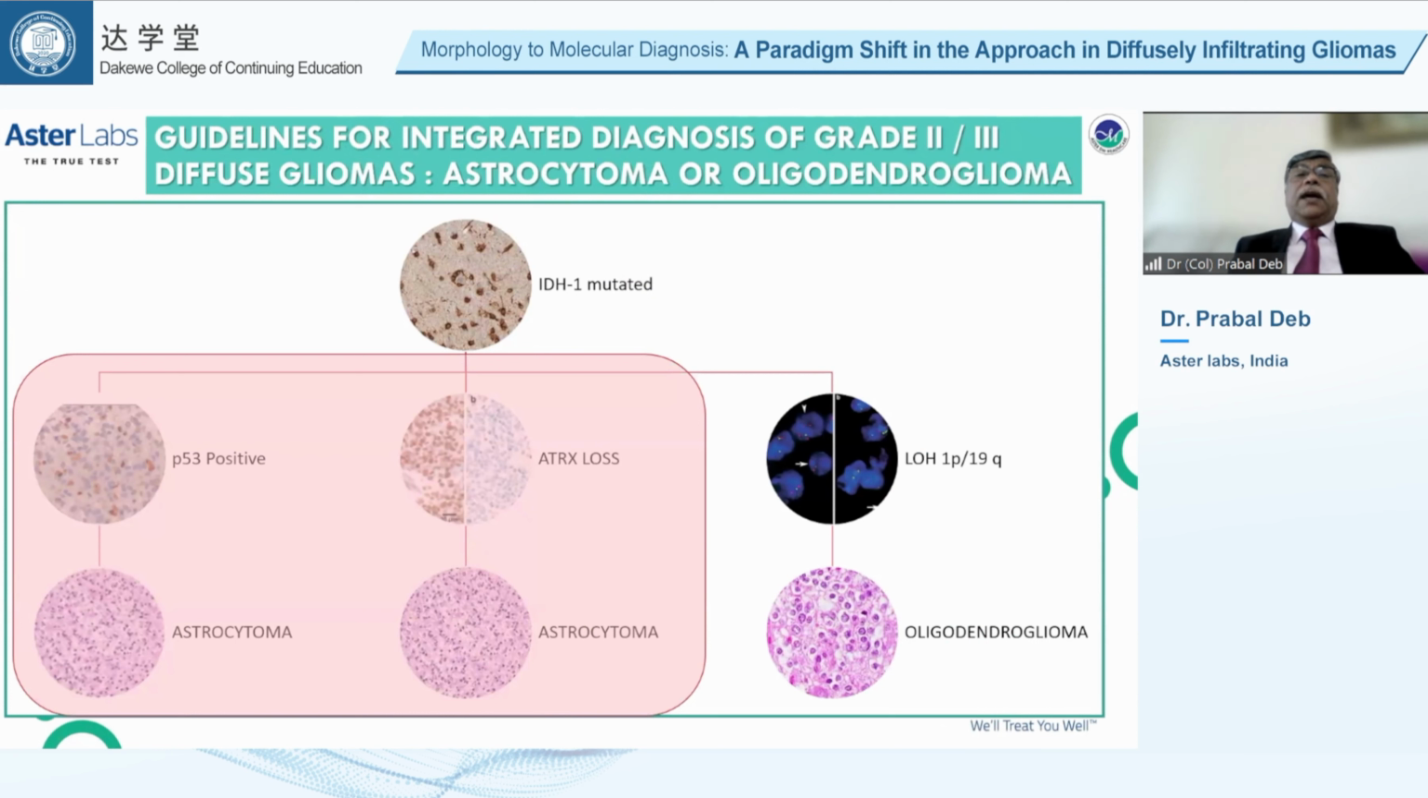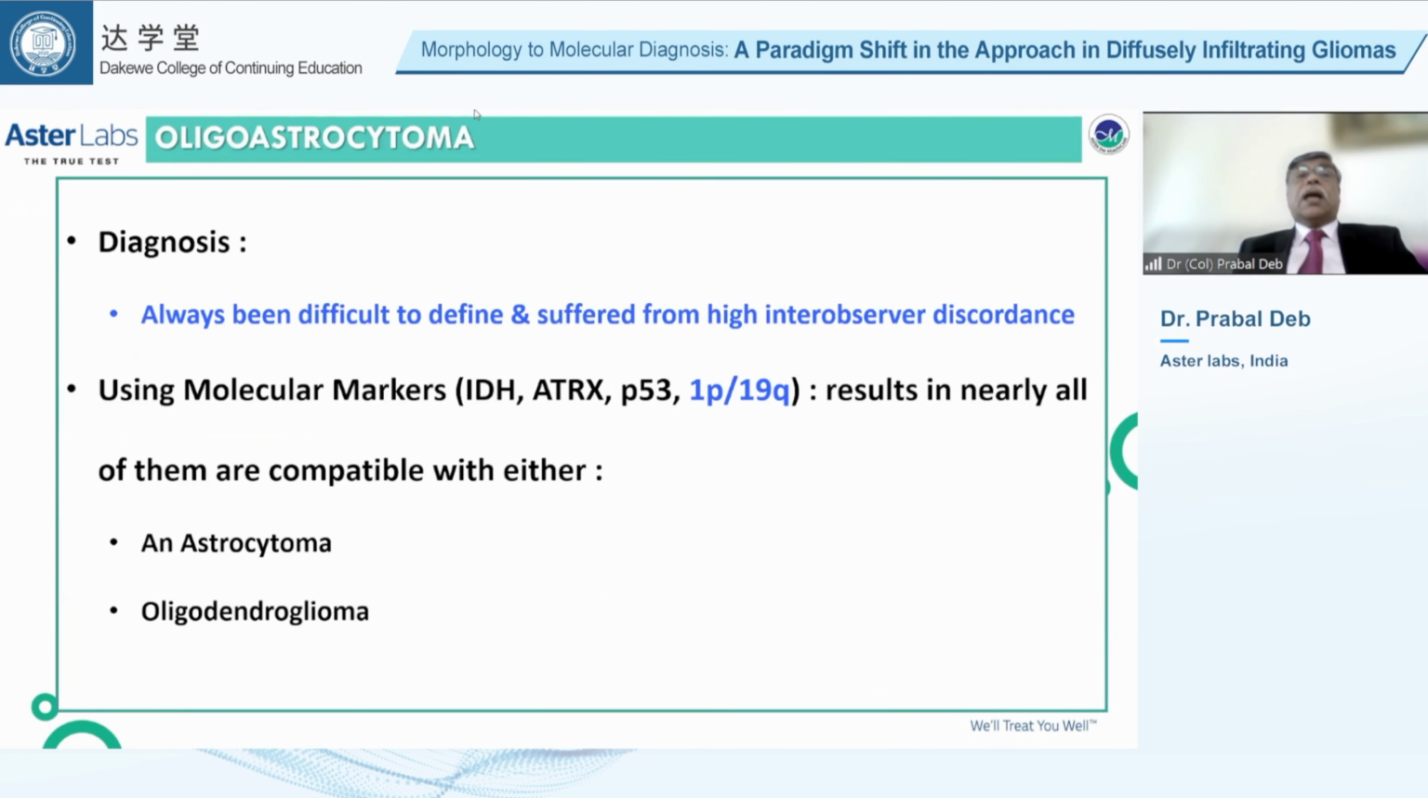So effectively, in the assessment of a glioma, what do we do? We do first an IDH1, and if there's P53 mutation and loss of ATRX, that is mutation, it is an astrocytoma. If there is a 1p19q co-deletion, it is diagnostic of oligodendroglioma. This is how routinely we have been going after CNS WHO 2016.